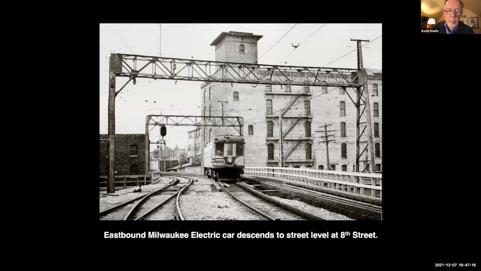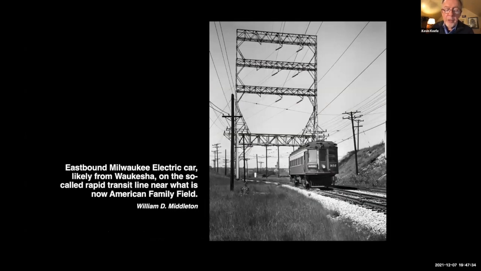But the Milwaukee Electric ran a legendary extensive interurban operation. This interurban is probably coming in from Waukesha, given the latter era of the photograph itself. And I wish I could tell you who took it. But I can tell you who took this one. This was Bill Middleton's shot of another Milwaukee Electric interurban coming into town on the so-called rapid transit line near what is now American Family Field, the home of the Milwaukee Brewers, which would be in this picture if it existed, then off to the left.